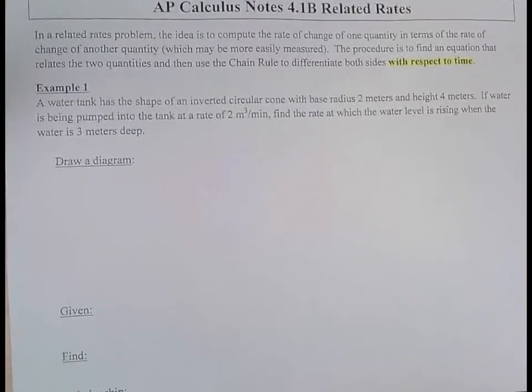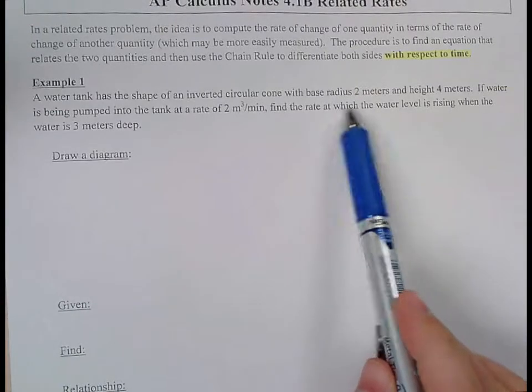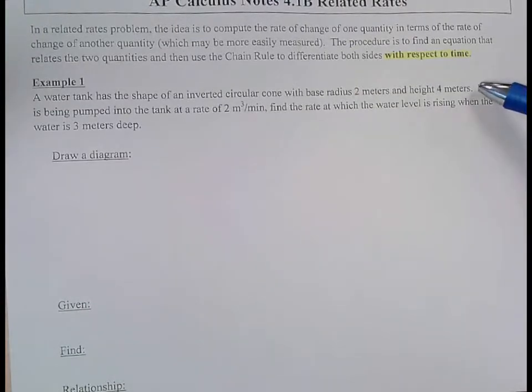So for the first example I have on here, this is reviewing the overall process, and there are also some little things that could come up within the examples. I picked these two for a reason. Example 1 says a water tank has the shape of an inverted circular cone with base radius 2 meters and height 4 meters. If water is being pumped into the tank at a rate of 2 meters cubed per minute, find the rate at which the water level is rising when the water is 3 meters deep.